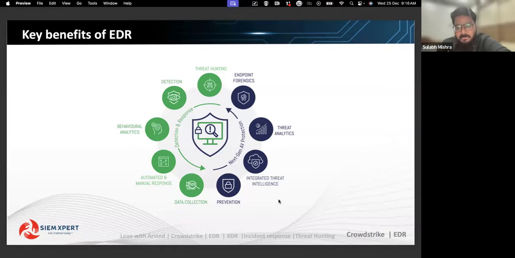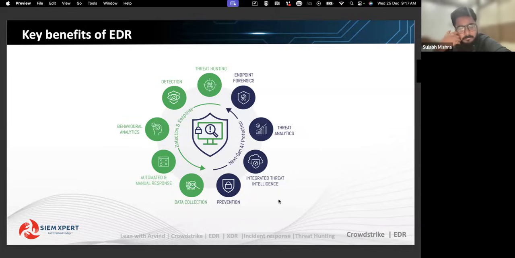See, from the behavioral standpoint, it can be normal. But again, with reference to the intelligence, it is operating from Russia, and again, it has a behavior of encrypting the files. That is the reason why it is considered as ransomware.